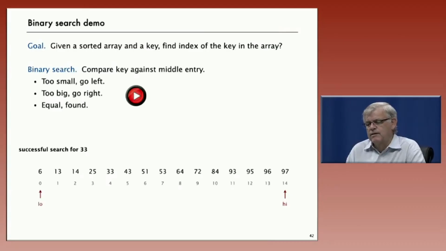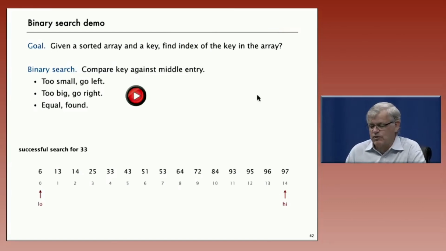To illustrate the process of developing a mathematical model for describing the performance of an algorithm, we'll look at a familiar algorithm called binary search. The goal is that you have a sorted array of integers, say, and you're given a key, and you want to know, is that key in the array? And if it is, what's its index?